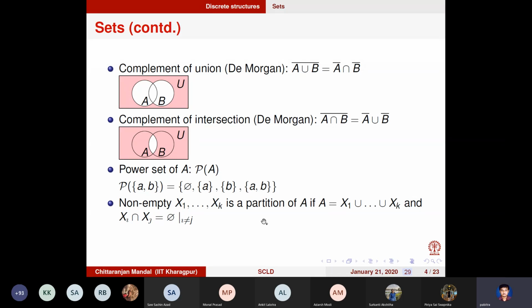And if you take any two xi and xj, from i equal to 1 to k, j equal to 1 to k, they have an empty intersection. There is no overlap between any xi and xj, if i not equal to j, of course. This is the exclusivity property. So if a collection of subsets x1 to xk follows the exhaustive and the exclusivity property, then that collection is called a partition of A.